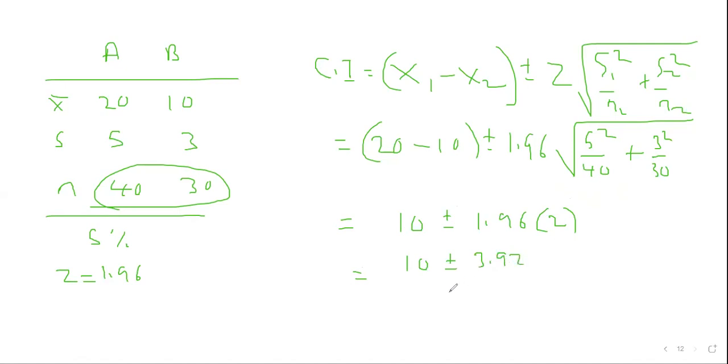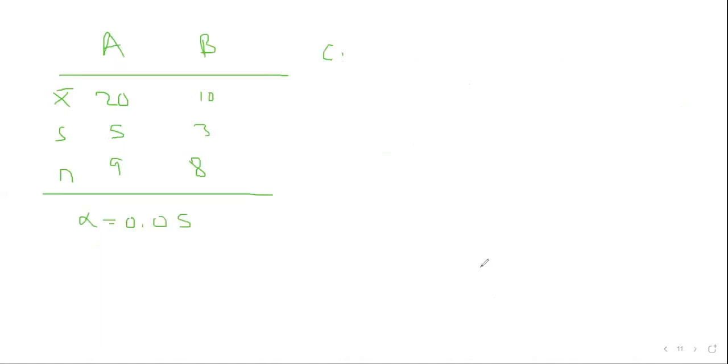3.92. You subtract, you're going to get 6.08. When you add, you're going to get 13.92. This is for 2 samples with a sample size greater than 30. But if the samples are less than 30, we have an ugly formula, the ugliest, which I hope doesn't come.